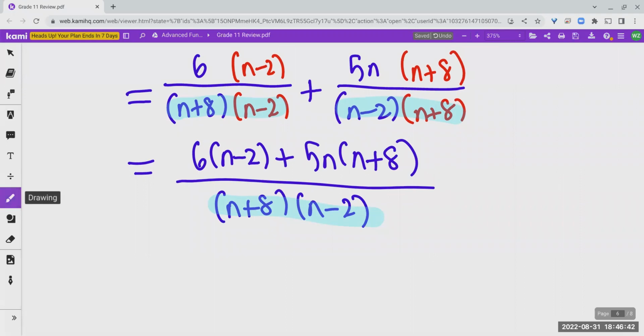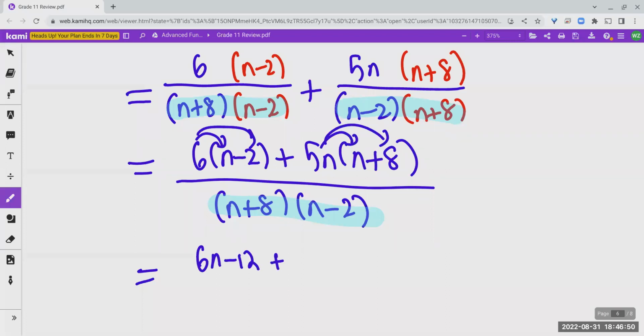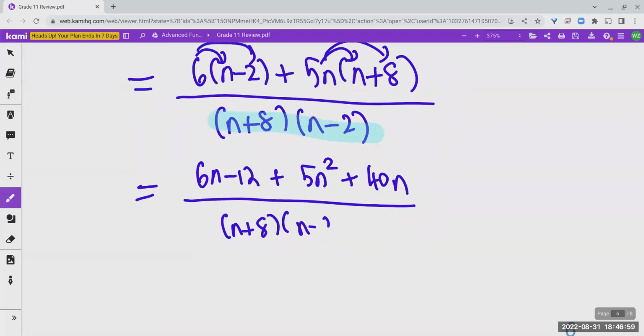Okay, you got a FOIL. So that would be 6n minus 12. And you FOIL that one. So that is 5n squared plus 40n plus 8n minus 2. Notice that I am not FOILing the denominator. Don't do that. You don't need to do it. If you do it, you're not wrong, but you are wasting time. The question does not require you to FOIL the denominator.